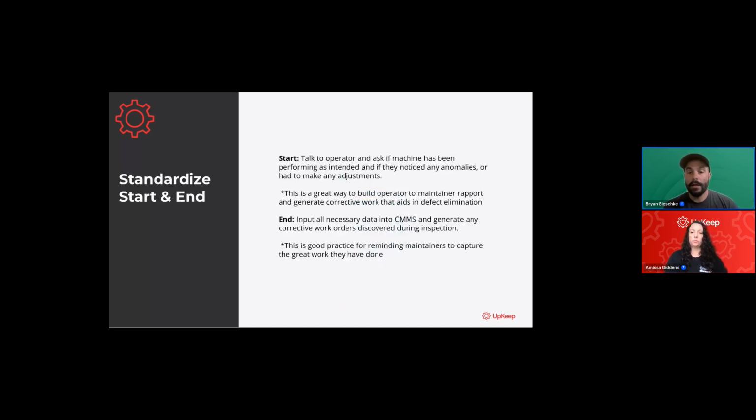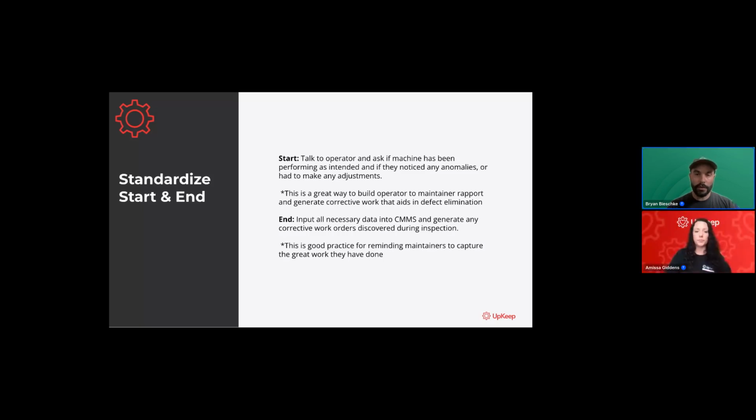This is my favorite. I give this to a lot of people, but it's mine. You guys can use it, take it, run with it. Standardize the start and the end of your PM task. Someone had mentioned this. The start. In every PM task I've ever written, every single person I've consulted with, I always tell them to start the first PM task with, talk to the operator and ask if the machine has been performing its intended function, if they've noticed any anomalies, or have had to make any adjustments.